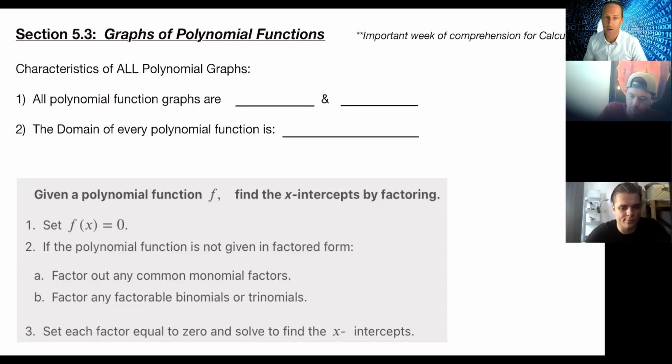But we're going to get into the characteristics of, remember, we're just starting with polynomial graphs. We did all different kinds of functions in the previous couple chapters. So polynomial functions, every single one of their graphs are going to be both what we call smooth and continuous. Right? So what does that mean to us? What does it mean to be smooth?